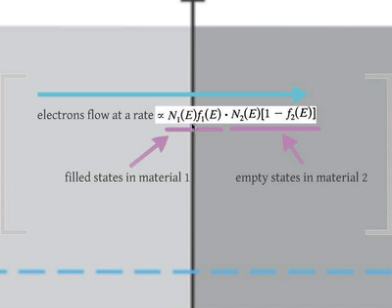The filled states in material 1 is essentially the density of states, N1, multiplied by the probability that the states are filled, F1. Okay, pretty simple. The empty states is basically the density of states at E, so this is available states, times the probability that the states are empty, which is 1 minus F2. Okay? So far, pretty straightforward.